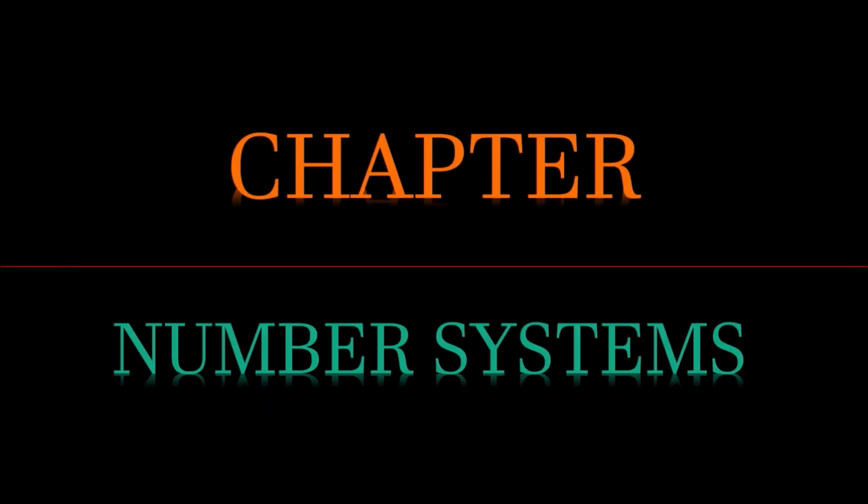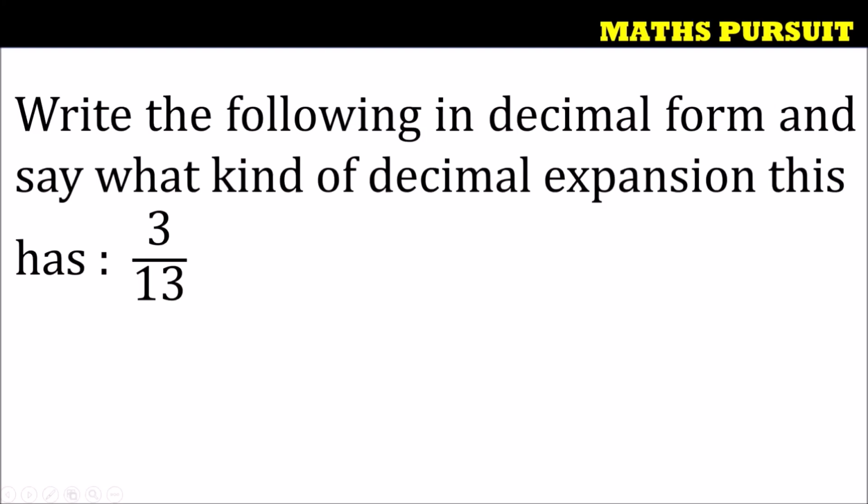Today we will look into the questions from the chapter called Number Systems. The given question is, write the following in decimal form and say what kind of decimal expansion this has. And the given number is 3 upon 13. So guys, let us find out what type of decimal expansion the given number has.